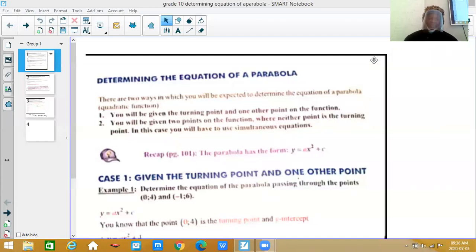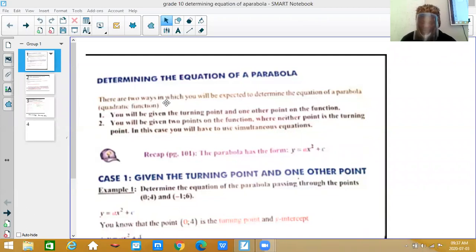Here we want to determine the equation of a parabola. Yesterday we were working with the equation of a parabola that was given, but today we want to determine that equation. There are two ways in which you will be expected to determine the equation of a parabola, that is the quadratic function. You will be given the turning point and one other point on the function. This is one condition. The other one, you will be given 2 points on the function where neither point is the turning point.